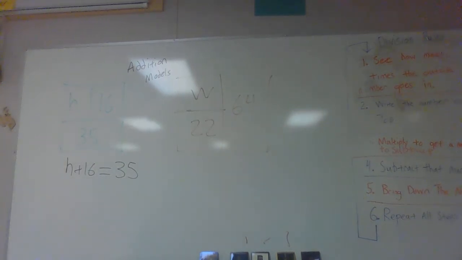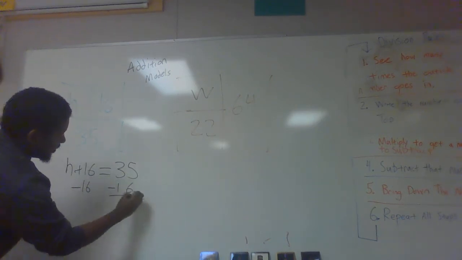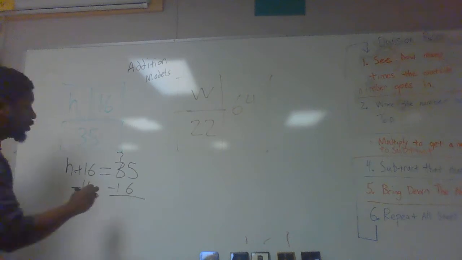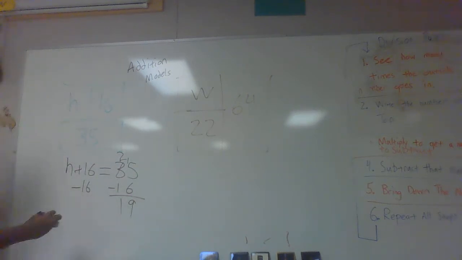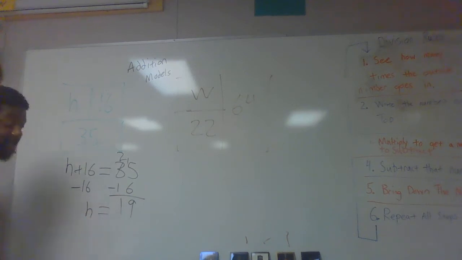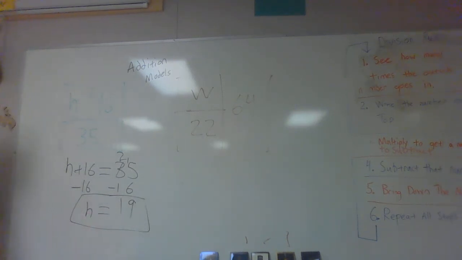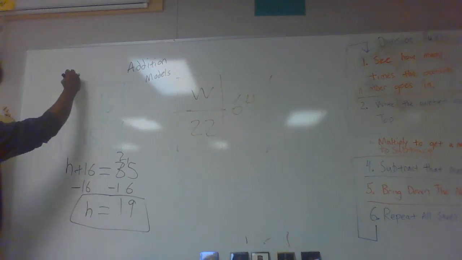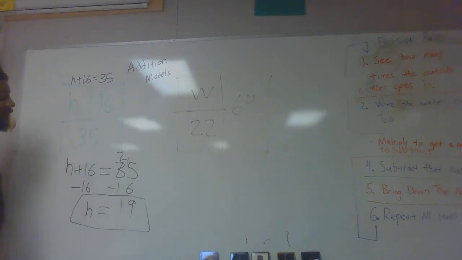To solve that, you do the opposite of plus 16, which means you should be subtracting 16 on both sides. So h equals 19 would be your value there. The original equation, though, was h plus 16 equals 35.